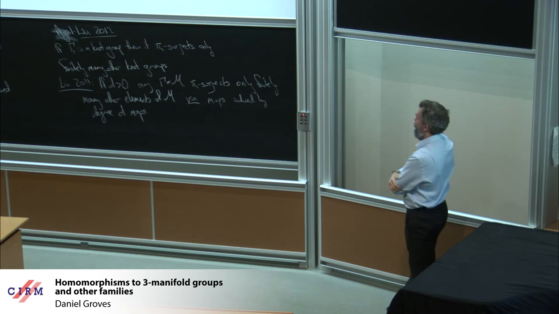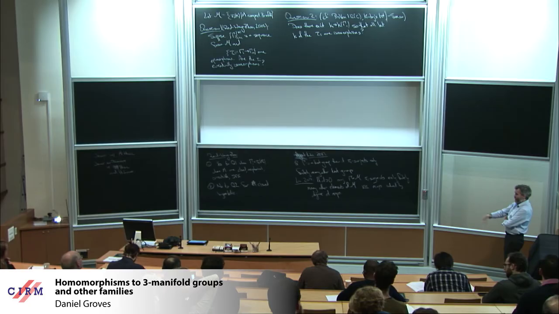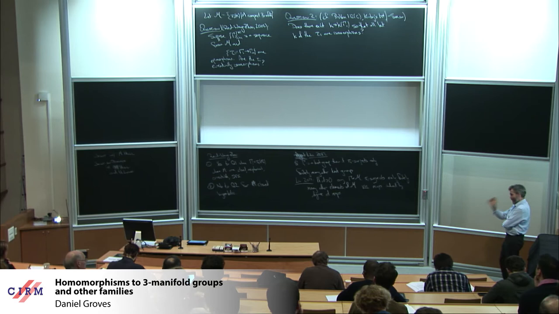But it doesn't tell you much about 1 because we have to understand things that come from arbitrary homomorphisms and might, for example, factor through free groups.